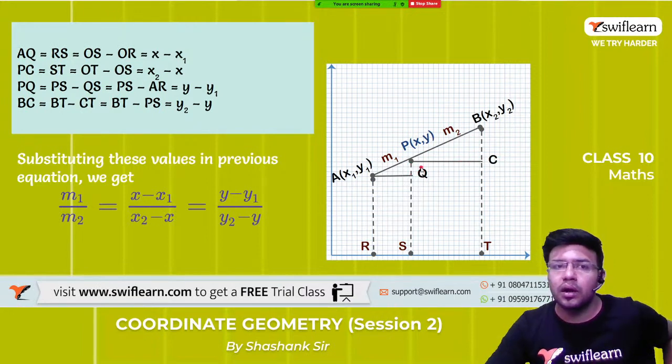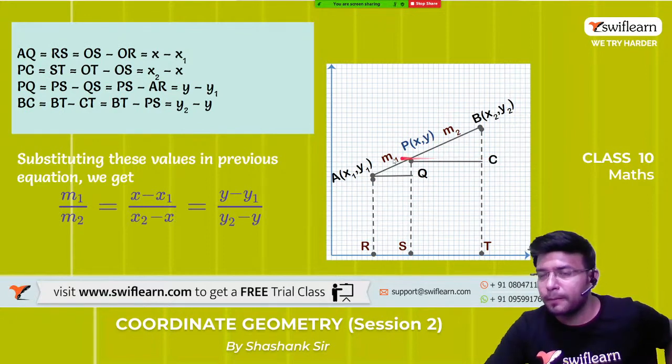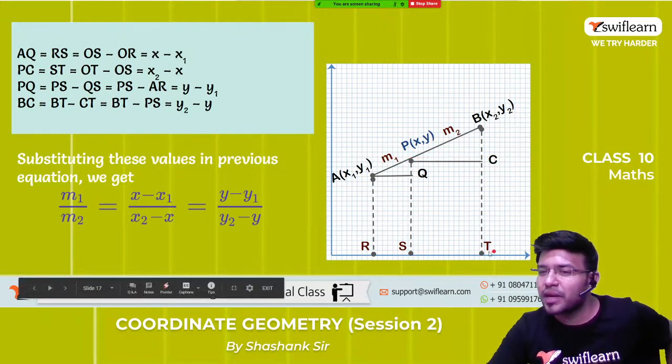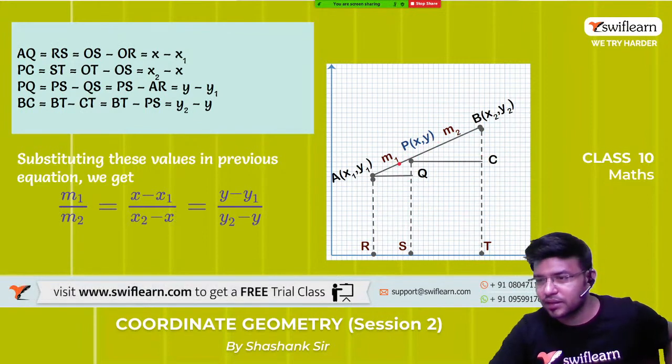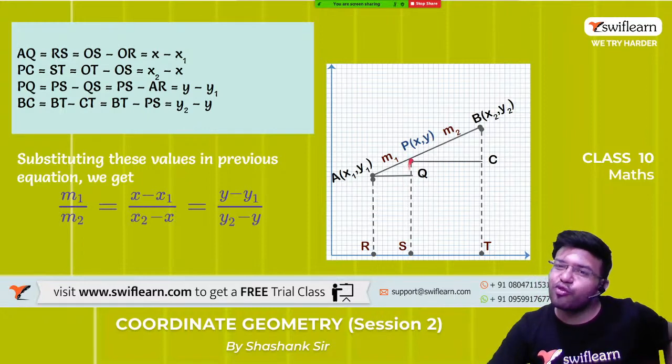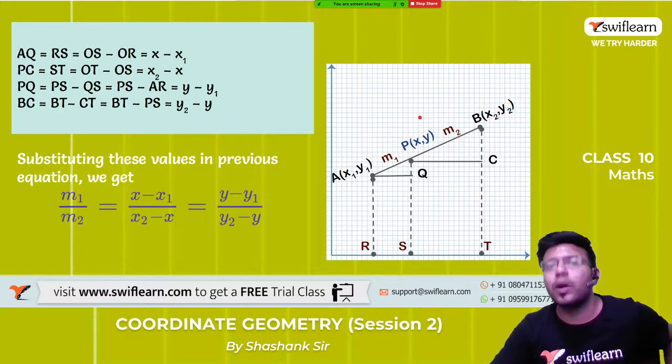Similarly, how much is PC? PC is the same as ST. From the origin, T is x2, and S is x. So ST is equal to PC, and that is x2 minus x. Similarly, if you want to find PQ, it is y minus y1, and BC is y2 minus y.